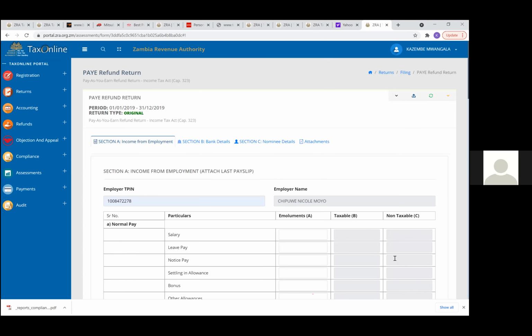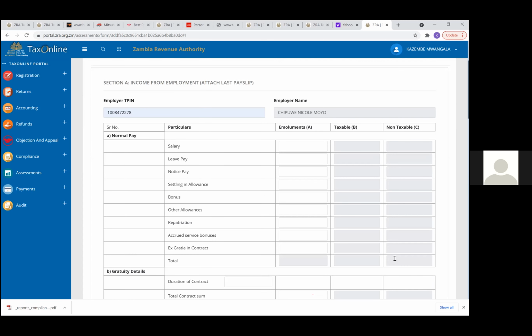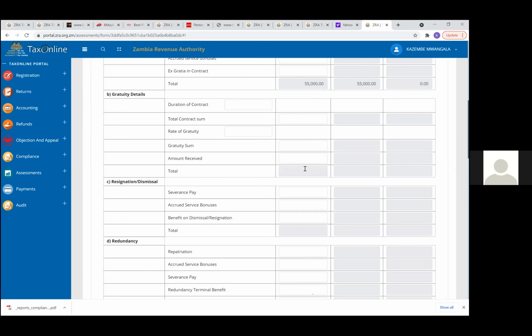So let's say we are filing a return for one who knows how to fill in this part, and they will tell us that they had a salary of 55,000 kwacha in the whole year, that is 2019. They will say this is the tax that they paid as the salary.